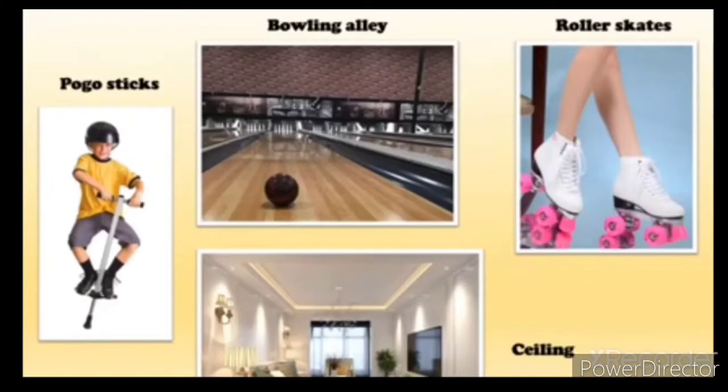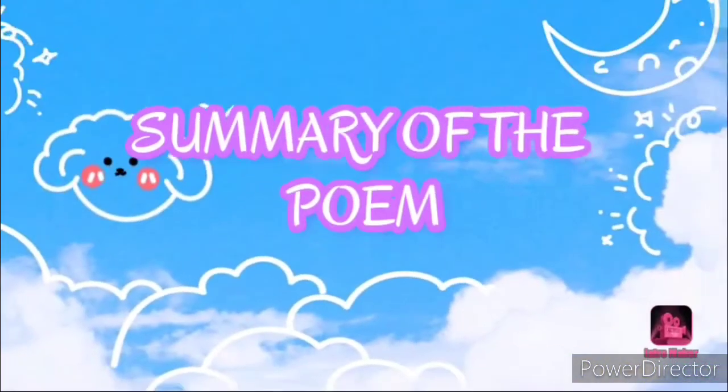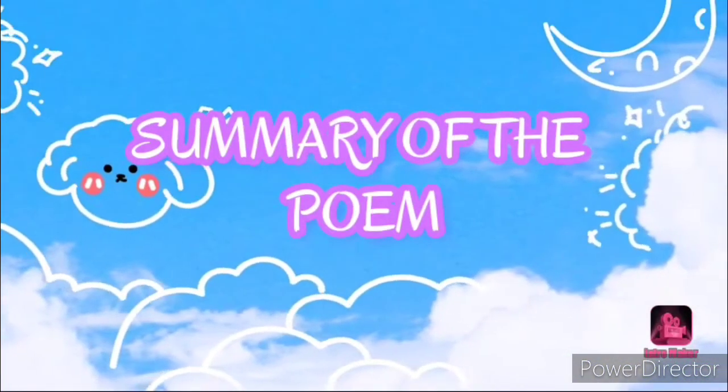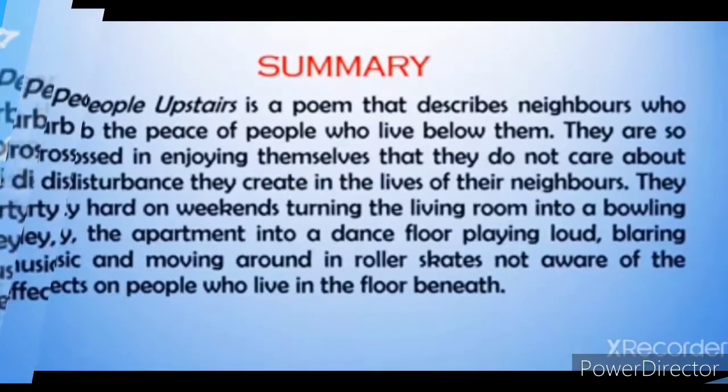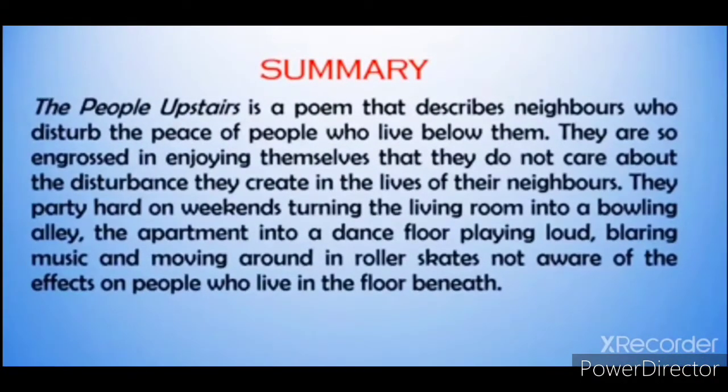Next, we will see the summary of the poem. Summary of the poem. What is the poem name? Yes, The People Upstairs. What is the poet name? The poet name is Ogden Nash. Now we read the summary. The People Upstairs is a poem that describes neighbors who disturb the peace of people who live below them.